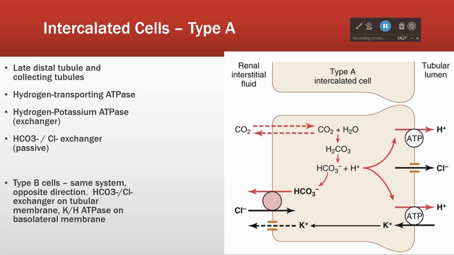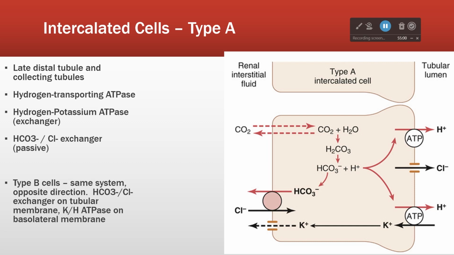And then we have a bicarb chloride exchanger on the basolateral membrane, on the peritubular capillary membrane. All right, so hydrogen ion gets pumped out. Where does the hydrogen ion come from? Well, it may have come from CO2. CO2 is ubiquitous, right? So CO2 combines with water to make carbonic acid, bicarbonate, and hydrogen ion, which goes towards the tubule. Bicarbonate is then reabsorbed.